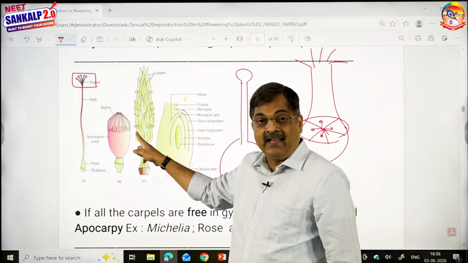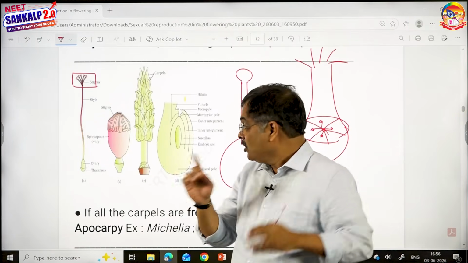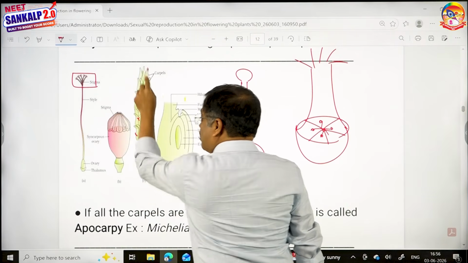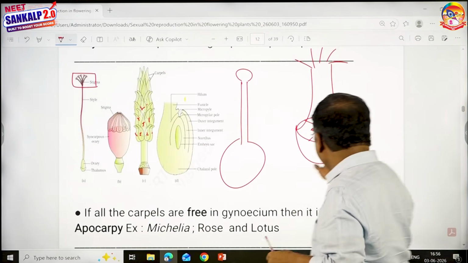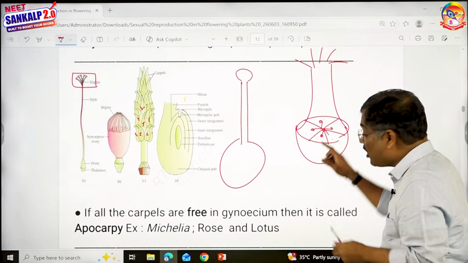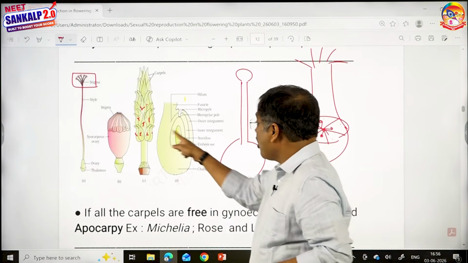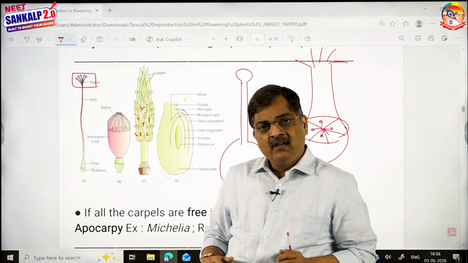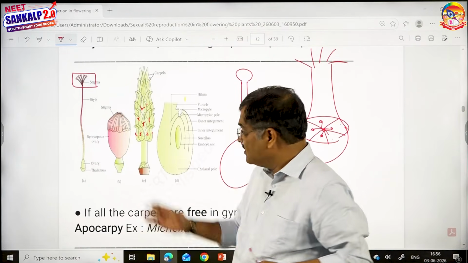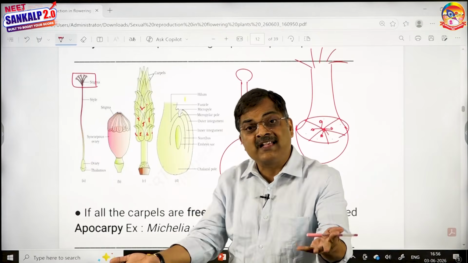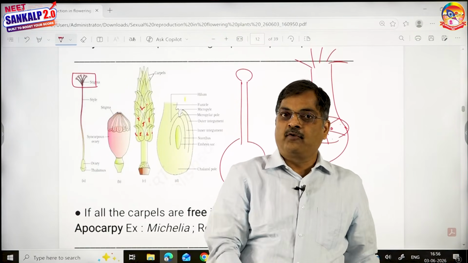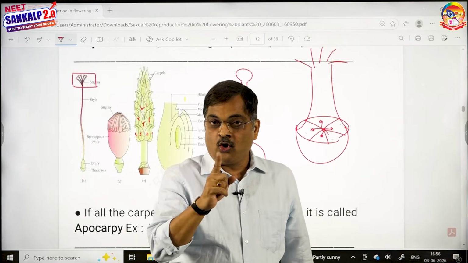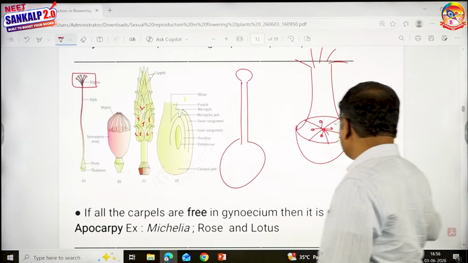Then this is michelia. This is thalamus. You could see 1, 2, 3, 4, 5, 6, 7, 8. So all the carpels are free. What about hibiscus? You could see 5 carpels, but all of them are fused to form one ovary. Here all the carpels are free. Then every carpel will have one ovary? Yes. Then each ovary becomes one fruit? Yes. There are many fruits in one flower? Yes. Such type of fruit, aggregate fruit. Custard apple, strawberry, michelia, lotus, rose. They are all examples of aggregate fruits.